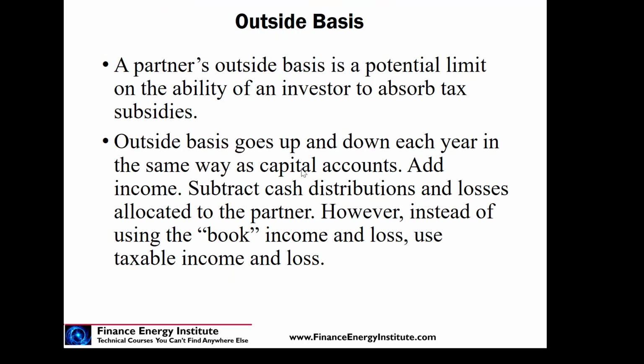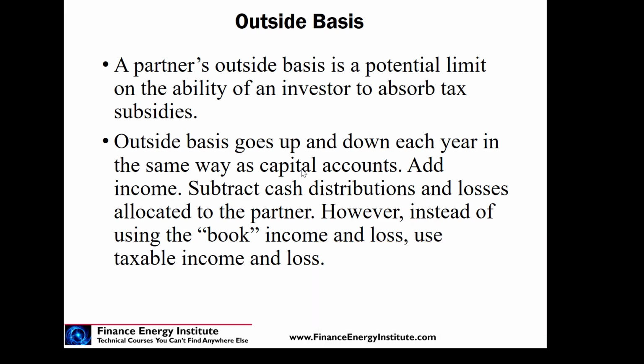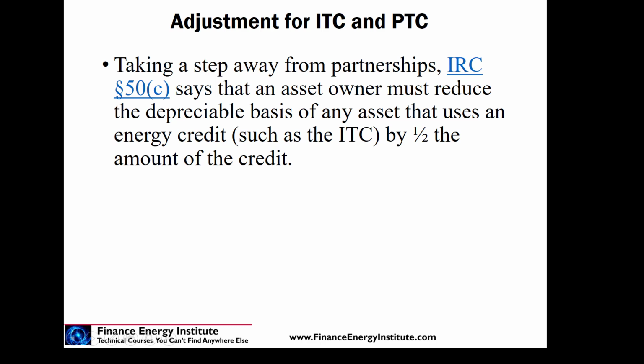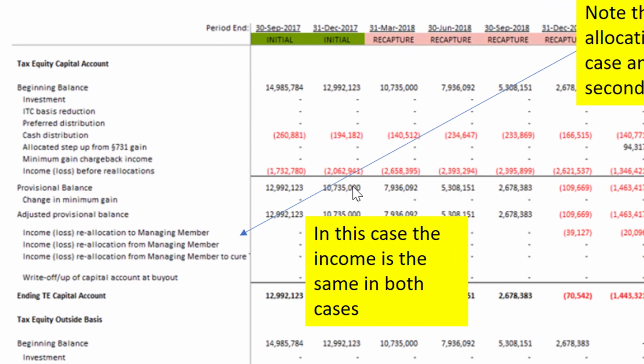Okay, and this outside basis, which uses tax depreciation, is basically just an equity capital account using tax depreciation. It goes up and down each year, just like you do with anything else. And for some reason, they also have this ITC adjustment, which means you have to do something on the income statement with that ITC adjustment to make the balance sheet balance. But let's get into this.